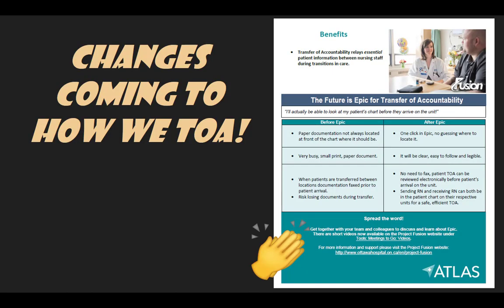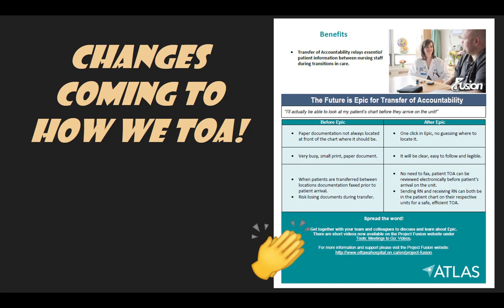Finally, one last word about an acronym we already know, TOA. Going live with Epic is going to make transfers of accountability that much easier. The folks at Epic have created this handy comparison table to show how transfers of accountability will be much better with Epic. Currently, we're using paper documentation that is not always located at the front of the chart where it should be. With one click in Epic, there'll be no guessing where to locate it. Right now, we're using a very busy, small print paper document, and depending on who fills it out, it may or may not be easy to read. In Epic, it will always be clear, easy to follow, and legible.